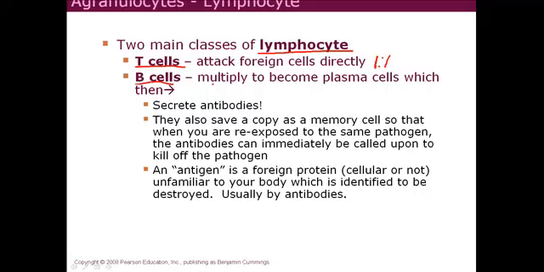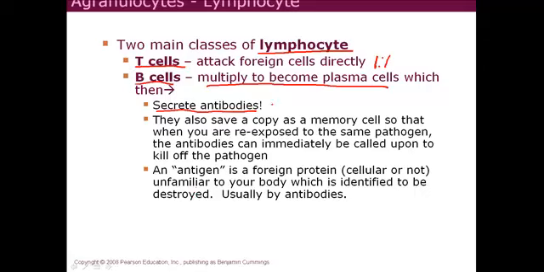B cells multiply to become plasma cells, which then secrete antibodies. So it's B cell to plasma cell to antibodies. They also save a copy as a memory cell so that when you're re-exposed to the same pathogen, the antibodies can immediately be called upon to kill off the pathogen. An antigen is a foreign protein, cellular or not, unfamiliar to your body, which is identified so that it can be destroyed, usually by antibodies.